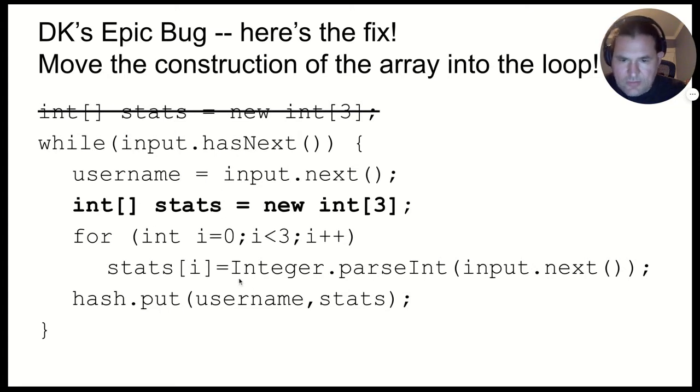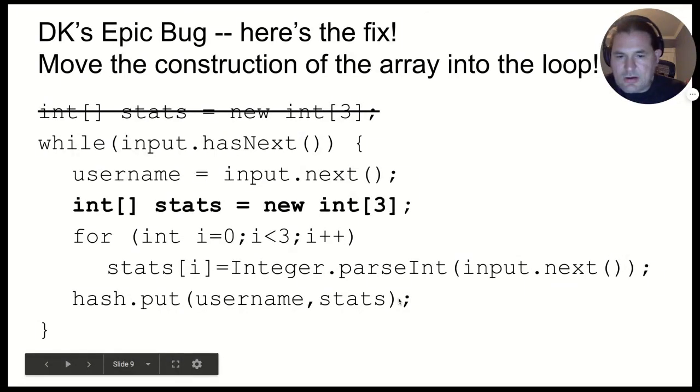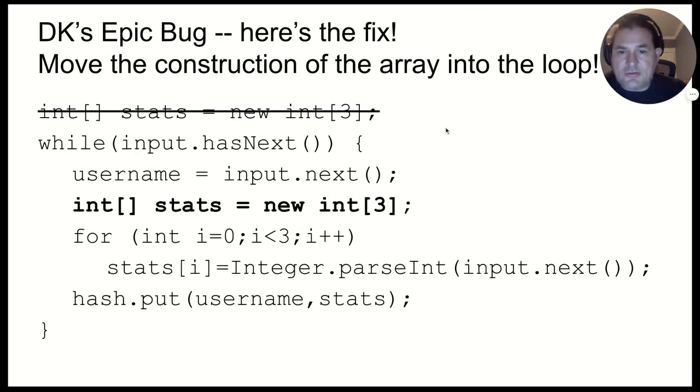And then we read these values into it, and then we put this into our hash, username mapping to this. And that's great, right? So we don't do it here, we do it here. That's going to fix the problem. So the code was all correct. We just had to copy paste this from here to here. Boom, fix the problem.